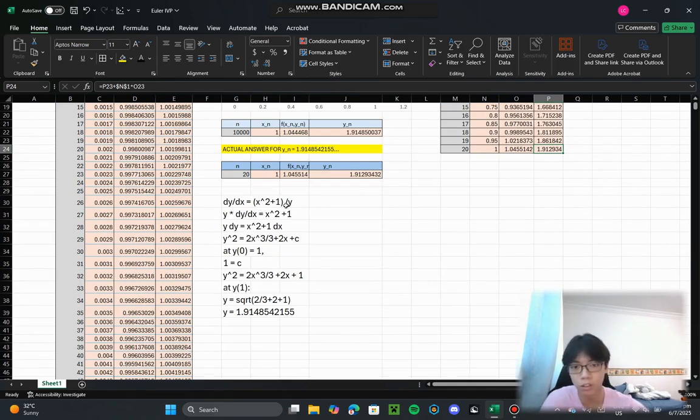So dy/dx equals (x squared plus 1) over y; times y on both sides, we get y dy equals (x squared plus 1) dx. Integrate both sides, times 2, we get y squared equals 2x cubed over 3 plus 2x plus c. Then we sub x equals 0 and y equals 1 into this equation here, and we end up getting c equals 1. Sub it back into this equation, we get y squared equals 2x cubed over 3 plus 2x plus 1.